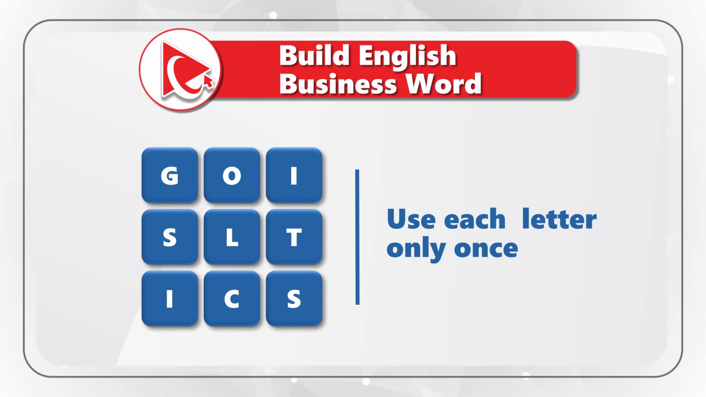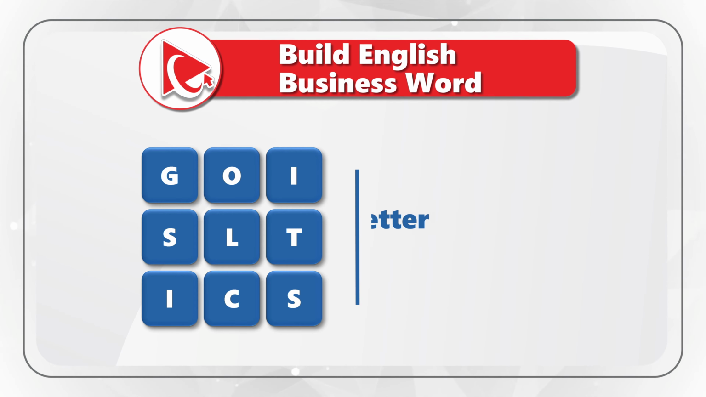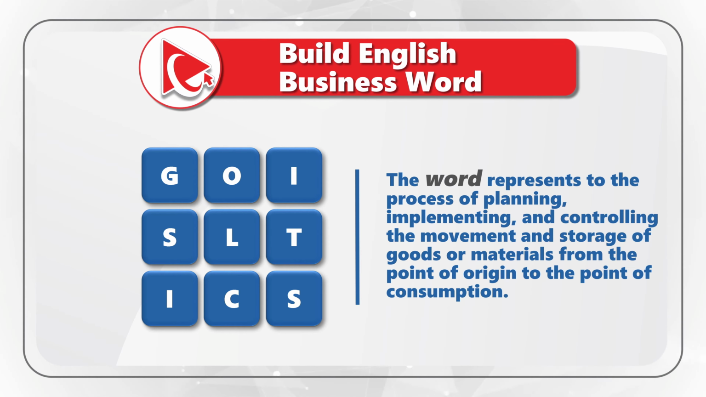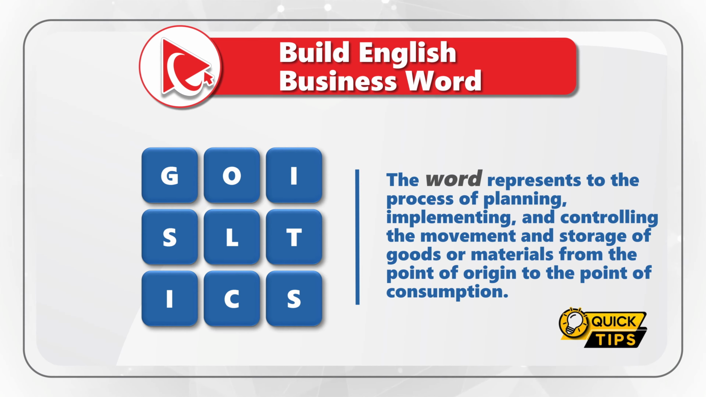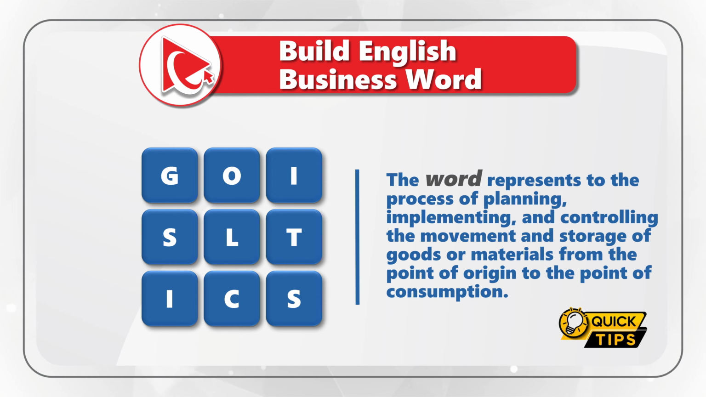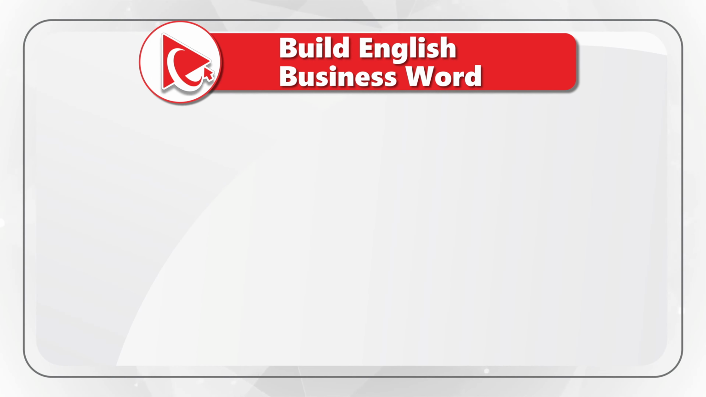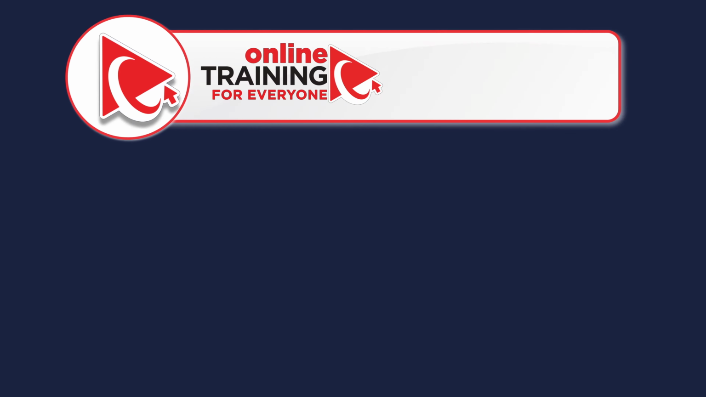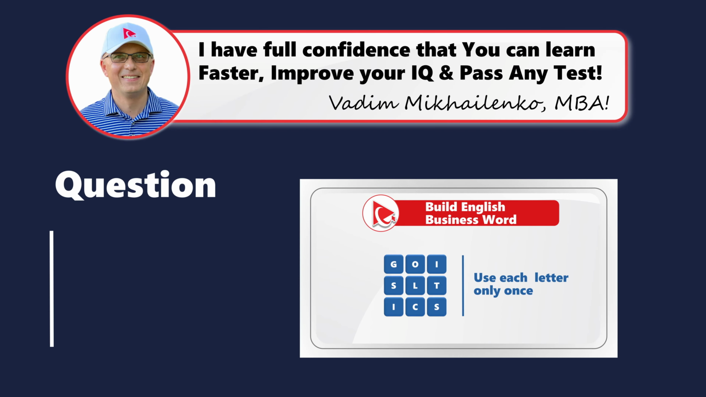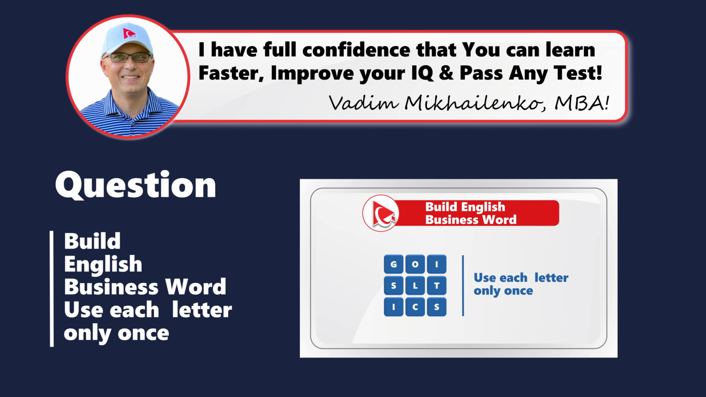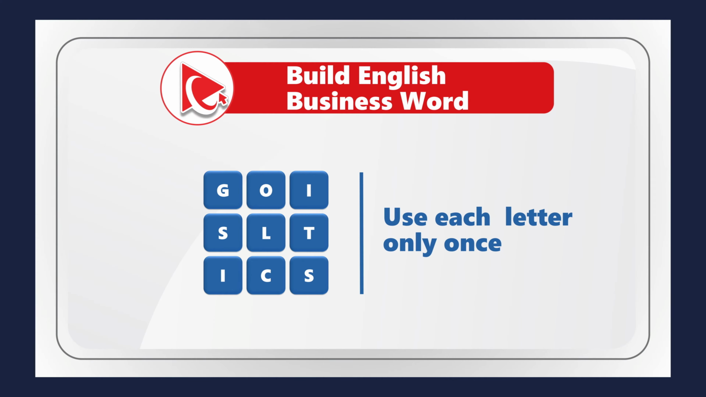Because I want you to succeed so much, I'm going to give you a quick hint. The word represents the process of planning, implementing, and controlling the movement and storage of goods or materials from the point of origin to the point of consumption. Did you figure it out? I'm going to move forward and share with you my version of the answer. But if you have a better or alternative way to solve it, please make sure to post in comments.